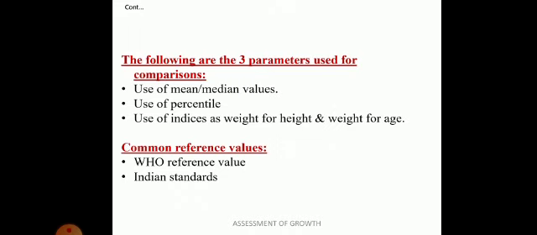Now, these common reference values are given by WHO, the World Health Organization. But the World Health Organization values are from global research. What we have to consider is Indian standards only, because the anthropometric measurements will be different for Indian children as compared to children of other countries.